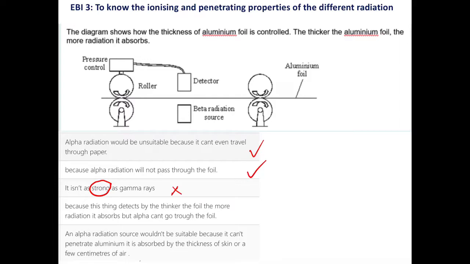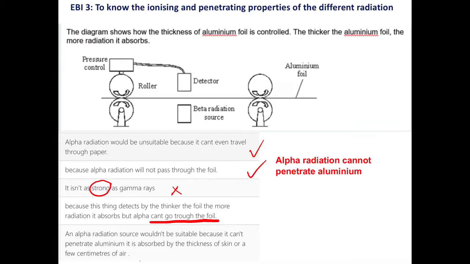This one states that it detects by the thicker the foil, the more radiation it absorbs, but alpha cannot go through the foil. There are a lot of grammatical errors in this one, but they seem to have understood it in the sense that alpha can't pass through that foil. The next one is the alpha radiation source wouldn't be suitable because it can't penetrate aluminium, which is very good, and it is absorbed by the thickness of skin or a few centimeters of air. It's very good that they've said that it cannot penetrate through aluminium, because that is the answer. Alpha radiation cannot penetrate aluminium.